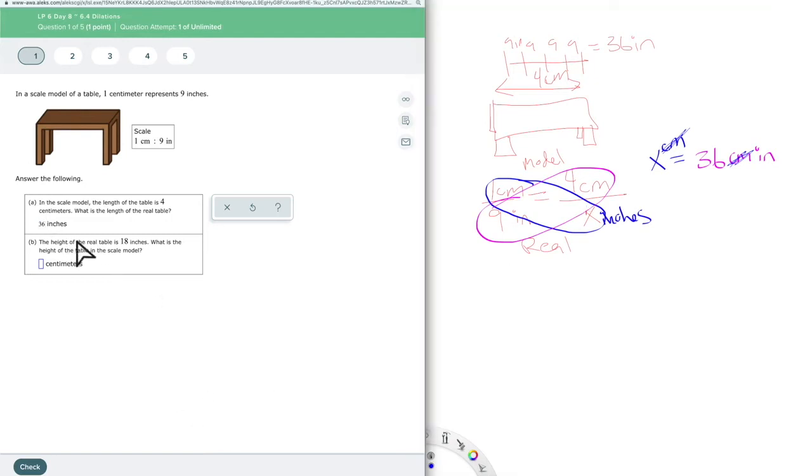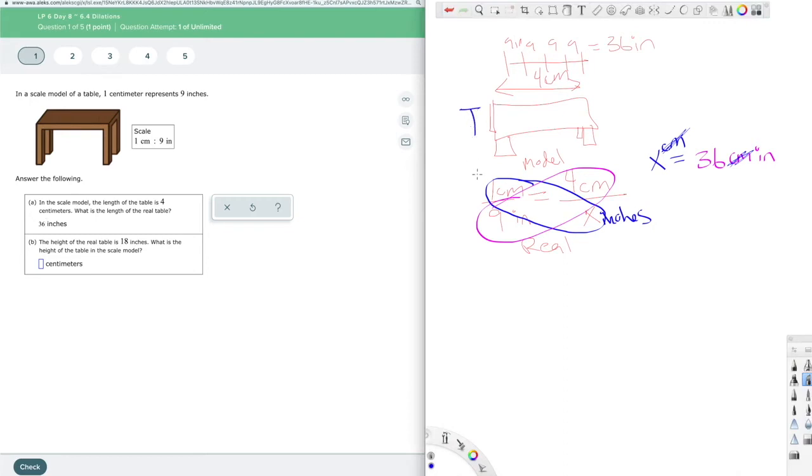So down here it says the height of the real table is 18 inches. So now we have the height of the real table. And this is going to be a very bad drawing. It should be to this edge here, not to that other edge, because that's more of a width. So I'll go like this. The height of the table is 18 inches. This is the real one. So I need to bring this back down to the model. It wants to know how big is the model.